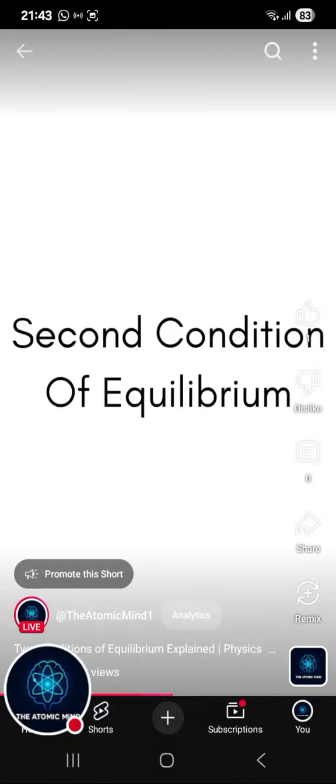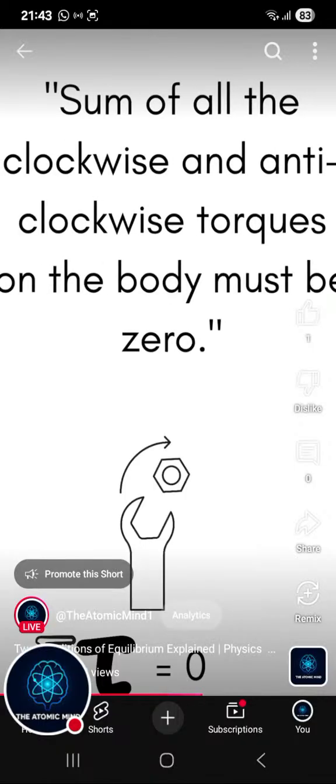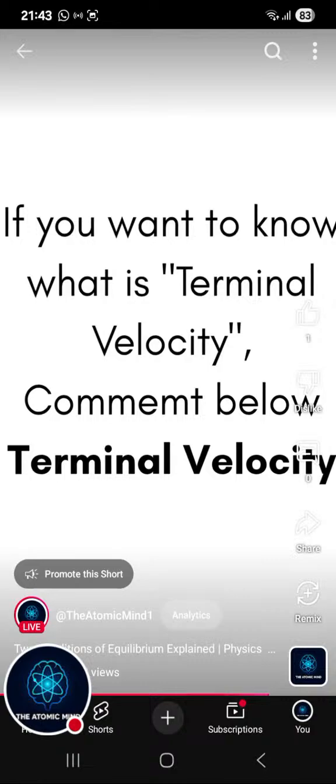Second condition of equilibrium is that sum of all the clockwise and anti-clockwise torques acting on a body is zero. A body can satisfy the first condition of equilibrium and still not obey the second condition of equilibrium.